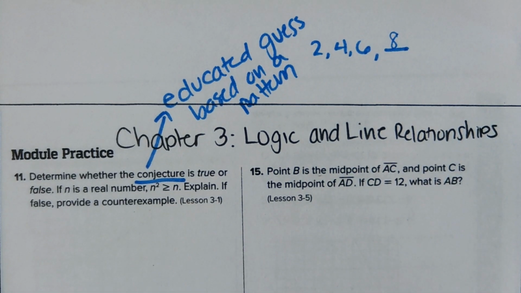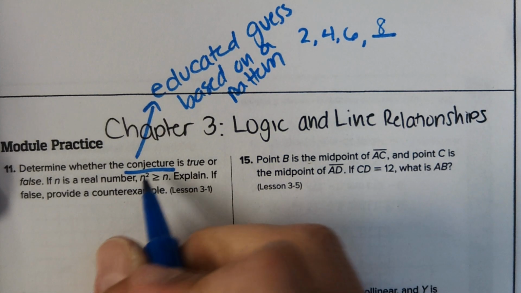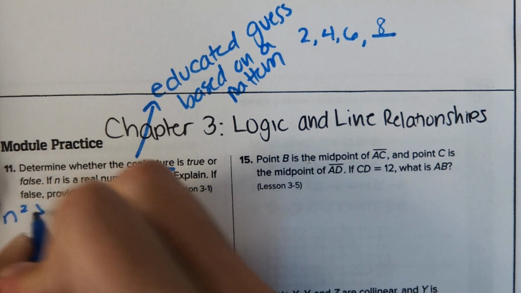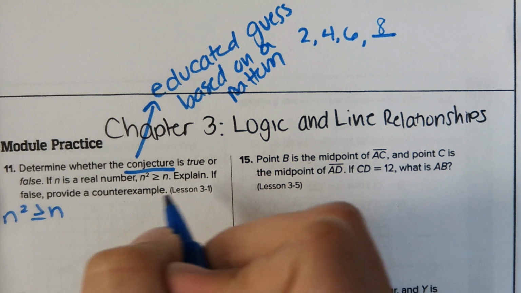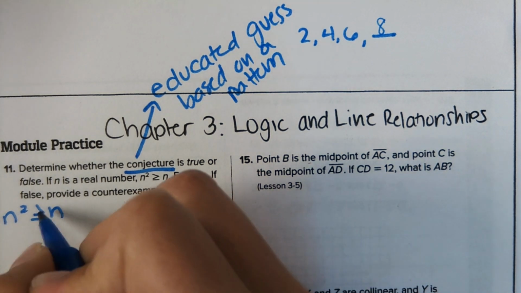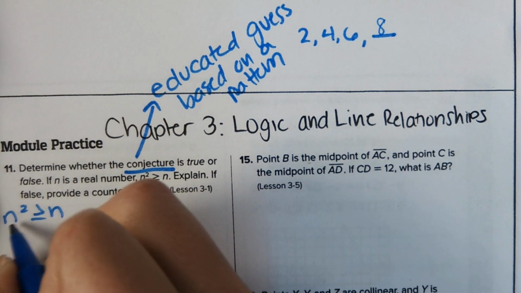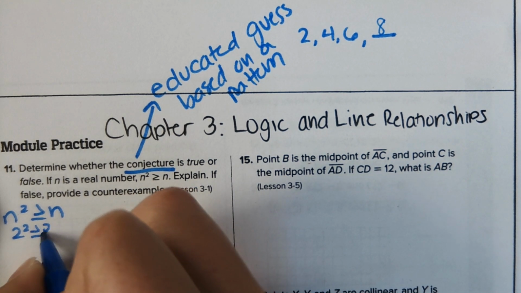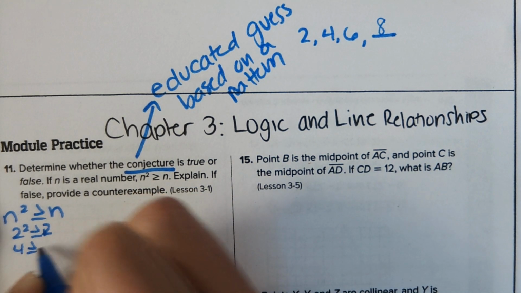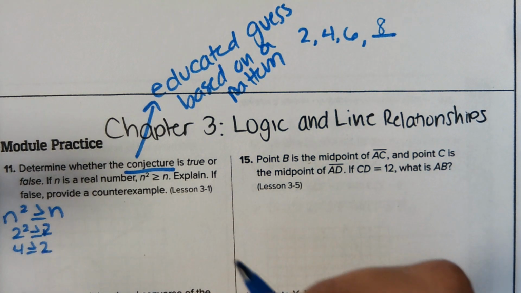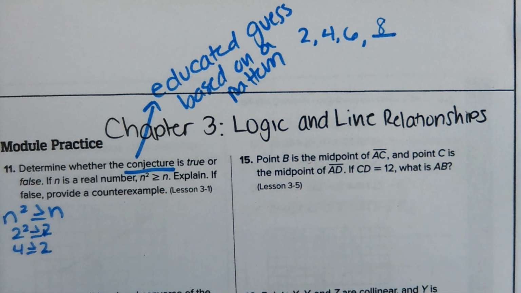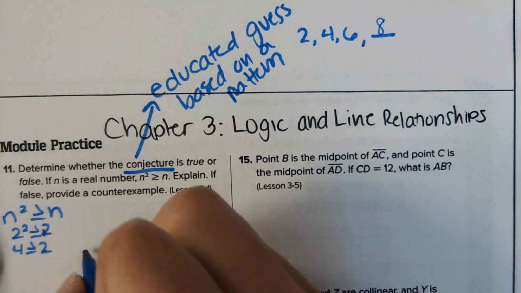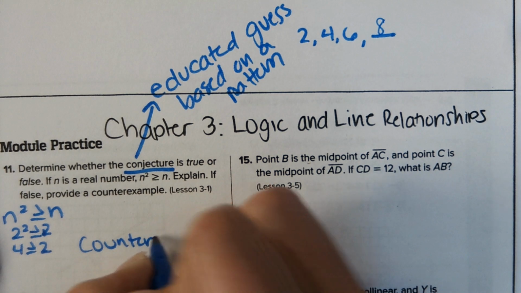So here it says determine whether this conjecture is true or false. It says if n is a real number, then n squared is greater than or equal to n. Explain if false, provide a counterexample. So it makes sense that n squared would be greater than n, like 2 squared, 4, would be greater than or equal to 2. However, it's not always true. And a counterexample would prove it false.